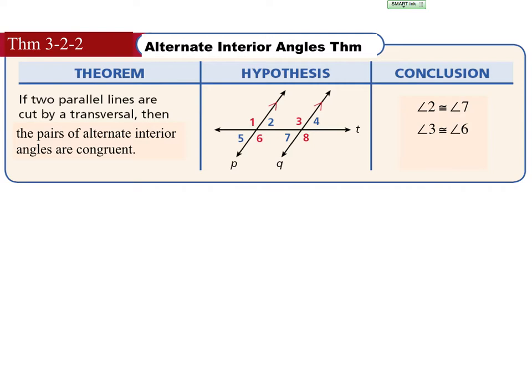The next one is alternate exterior angle. It's almost going to look the same, so if you're not watching, you won't notice that it changes. Ready? Change to exterior. Okay, so now it's angles 1 and 8 that would be congruent, 4 and 5 that would be congruent. Same hypothesis, you have to have parallel lines cut by a transversal.